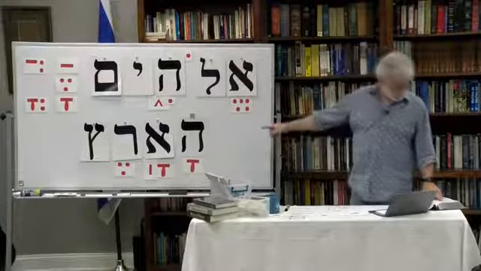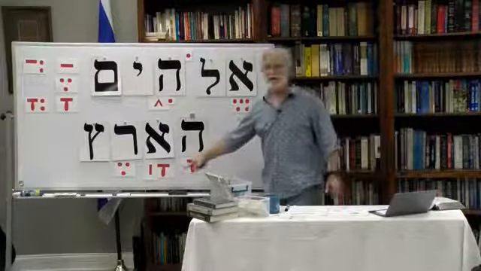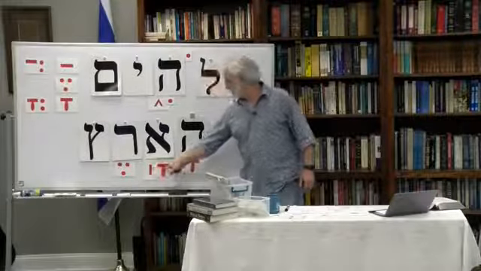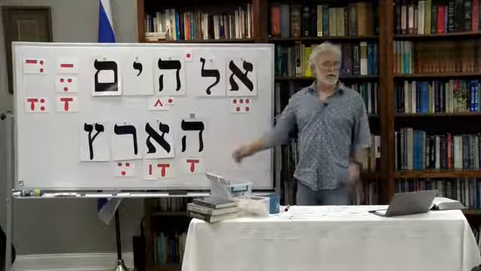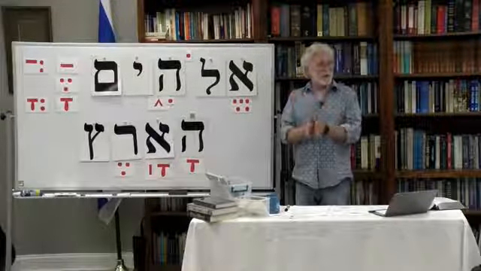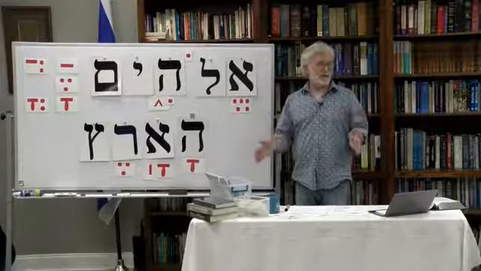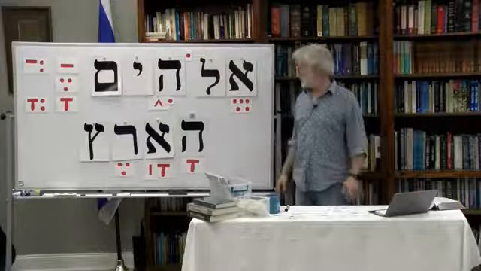Now, notice this marking next to my vowel sound. See this vertical mark? That's the siluk, and it indicates the final word in that second part of the verse.